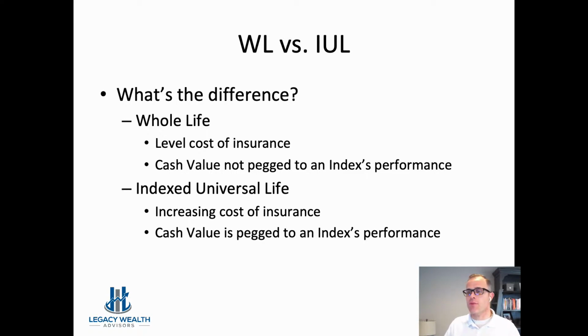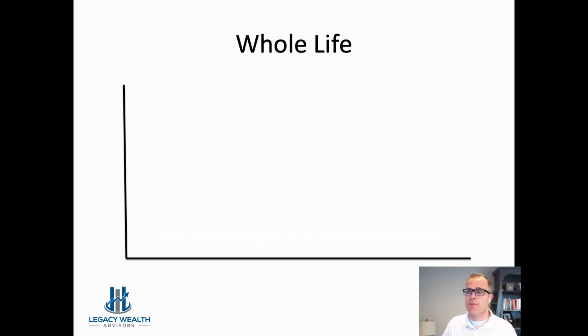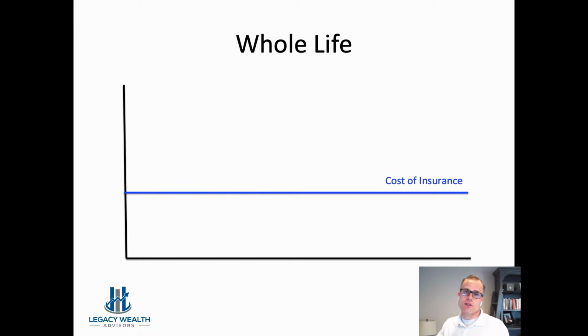So when you look at it from a graphical standpoint, this is what it looks like. The whole life policy, the cost of insurance, as I said, is level. So every year you pay the exact same amount of insurance because they've figured out how much it's going to cost to insure you over time. And they've divided that equally.